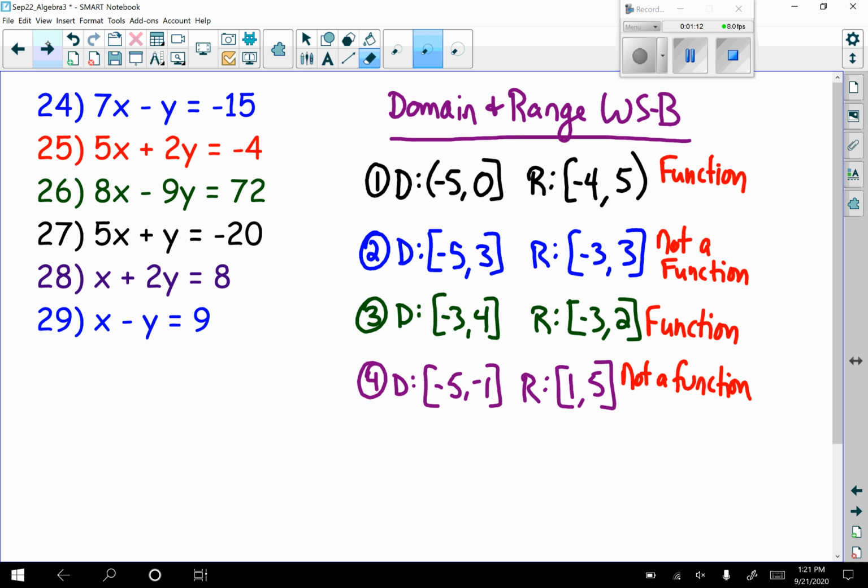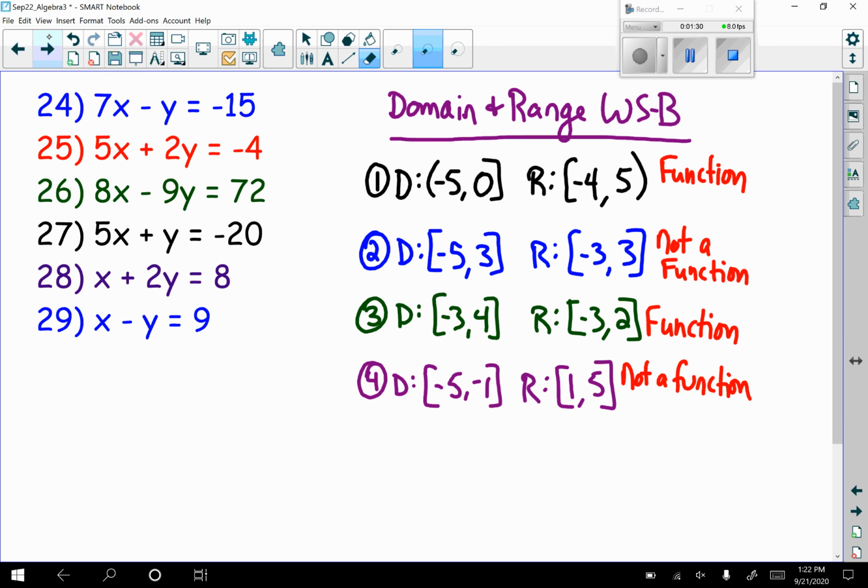24 through 29, we had to write these in standard form. So again, please let me know which questions you have, and I will go over them at the Zoom meeting. And then to continue on to the domain and range worksheet B, 1 through 4 is all you had to do. Again, please let me know if you have any questions.